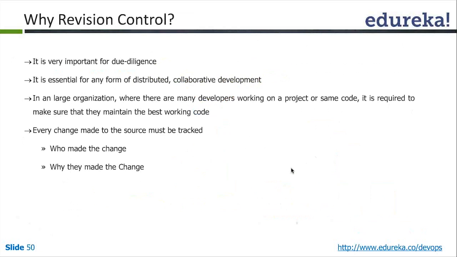So why version control? I think we know it. It is very important for due diligence. It is essential for any form of distributed collaborative development. We shouldn't even have to ask why you want it. We can't even think of an environment where, when you're writing a single piece of code, there is no version control.